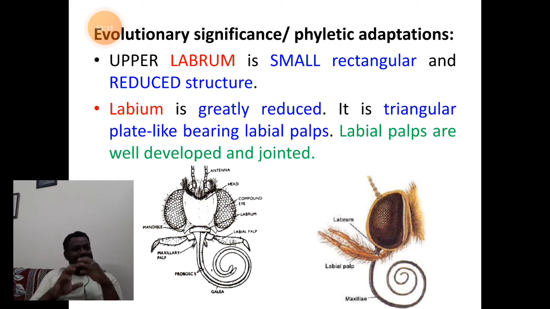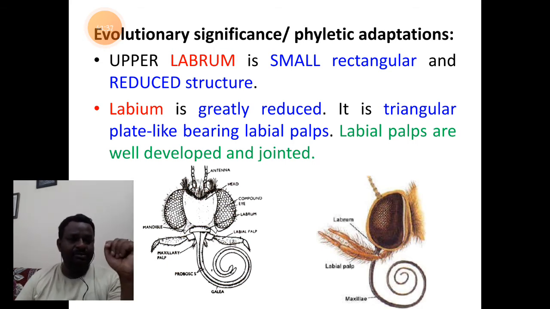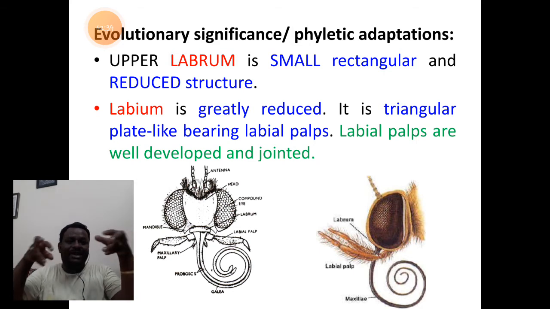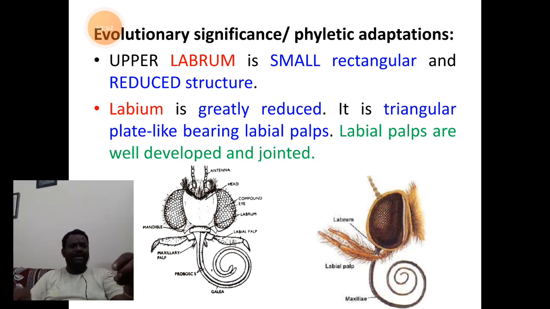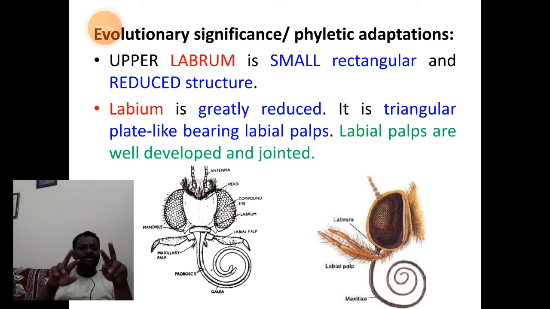labrum, as I said, is a reduced structure. Labium is also a reduced structure. But the labial palps are very well developed and they are jointed. Down in the picture, it is an extended structure of the labium. Towards the right side when you see, there are 2 extensions from the head region which is brown in color. So they are called labial palps.